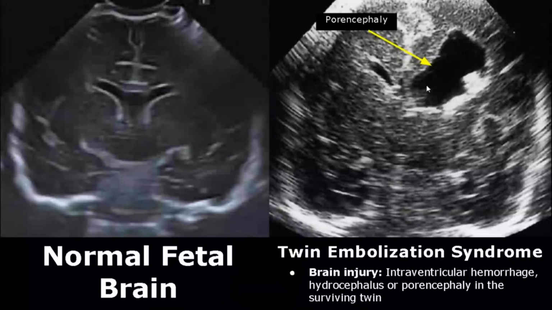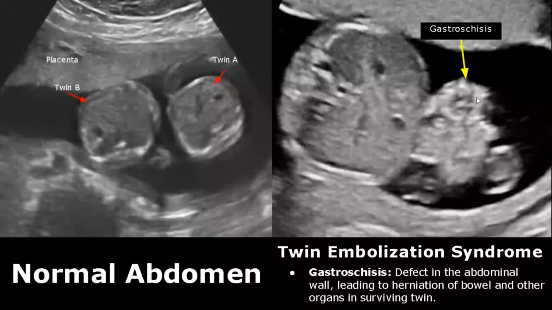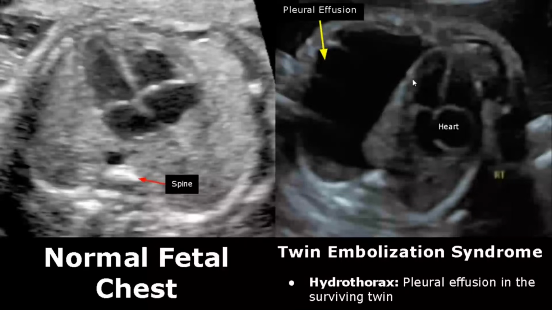Brain injuries include intraventricular hemorrhage, hydrocephalus, or porencephaly. Abdominal abnormalities include gastroschisis, in which there is a defect in the abdominal wall, which will cause herniation of usually bowel and other organs. Here the small bowel is seen outside the abdomen. The surviving twin may suffer from hydrothorax, which is basically a large pleural effusion.